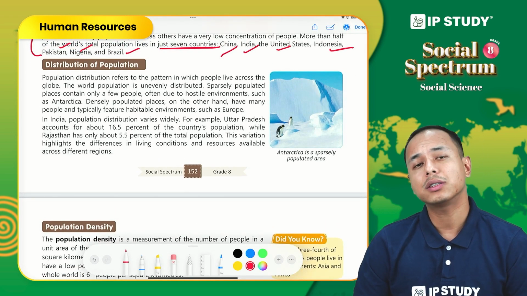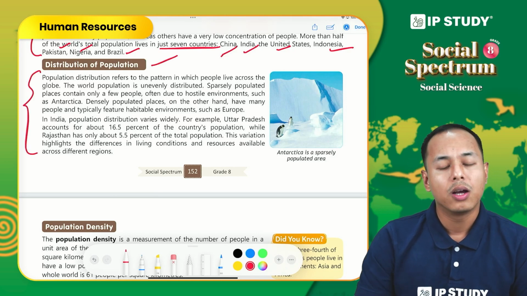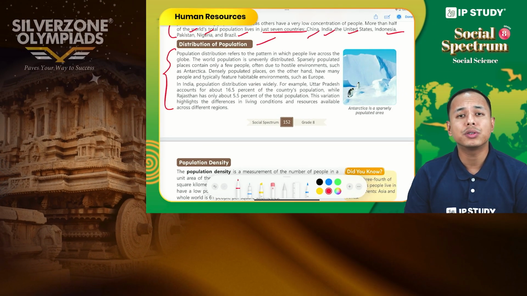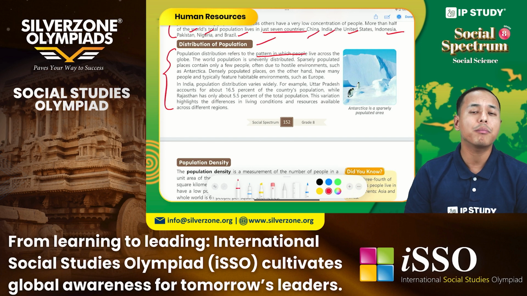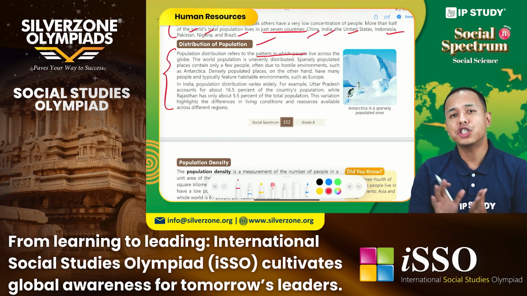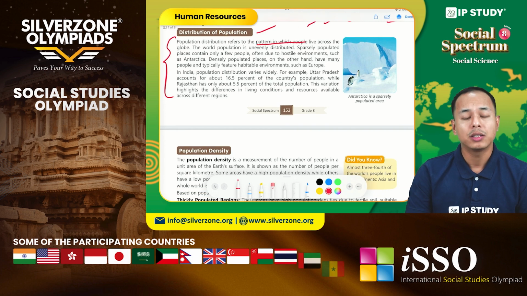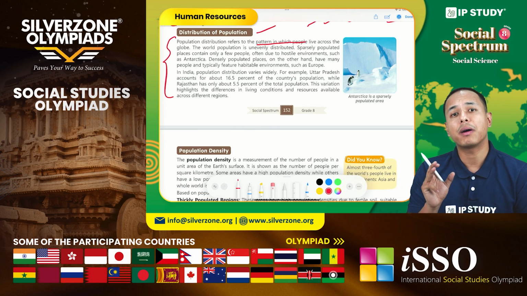Now, first topic, distribution of population. What does population distribution mean? Population distribution refers to the pattern in which people are distributed across the globe. As we have already discussed, it is not uniform. Some regions of the world are densely populated, some are sparsely populated.